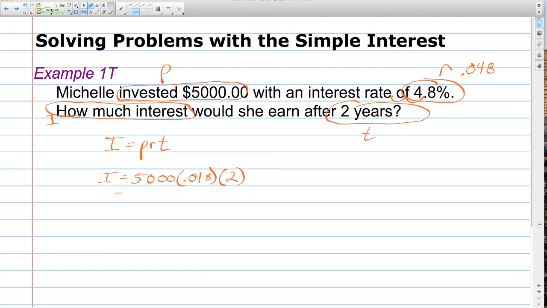Now we have to multiply. You could use a calculator, or you can multiply 5,000 times 2 to get 10,000. We have to multiply that by 0.048. And to multiply by 10,000, we have to take this decimal and move it 4 times. 1, 2, 3, 4. So the interest earned in this case is $480. So that's solving an interest problem where we have to solve for the interest.